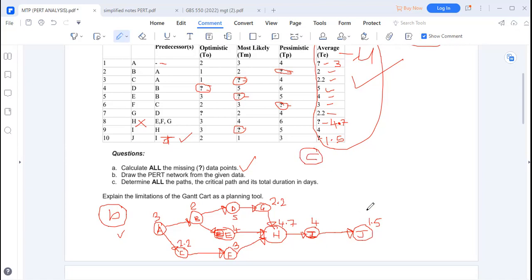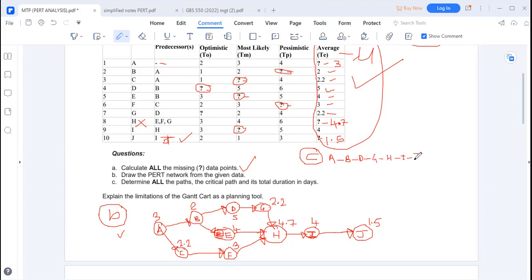The end point is J, so we can move from A. There are 3 routes here, of course. A to B, then we can go to D, A to B to D to G, then to H, I and J.